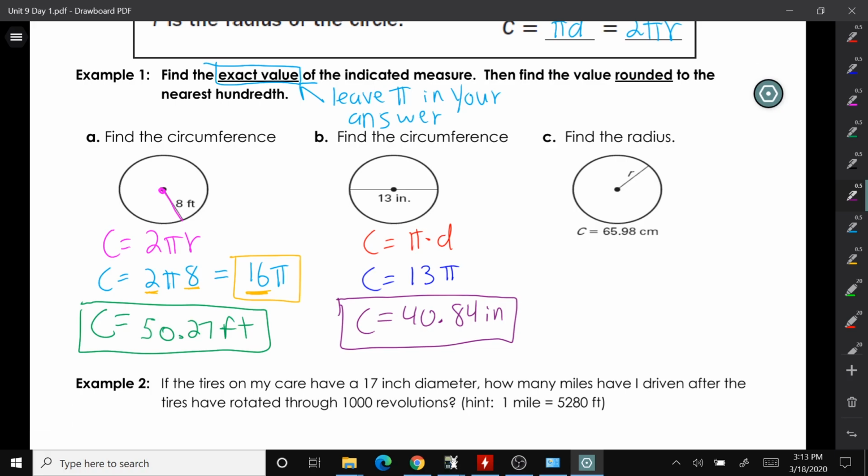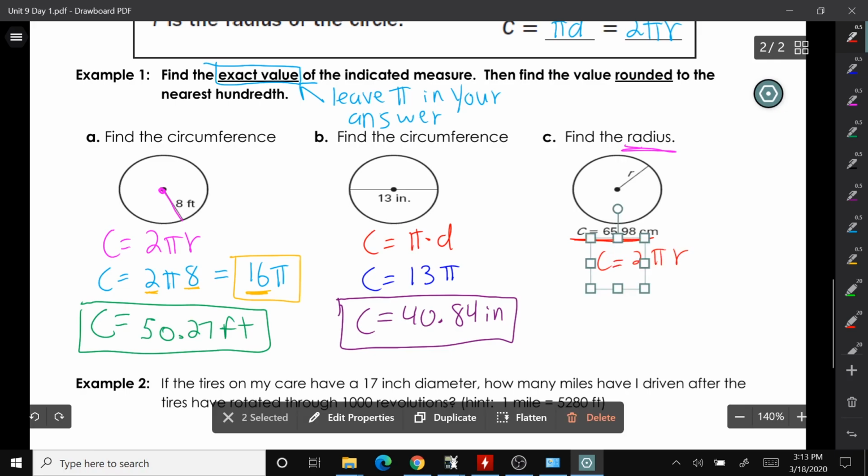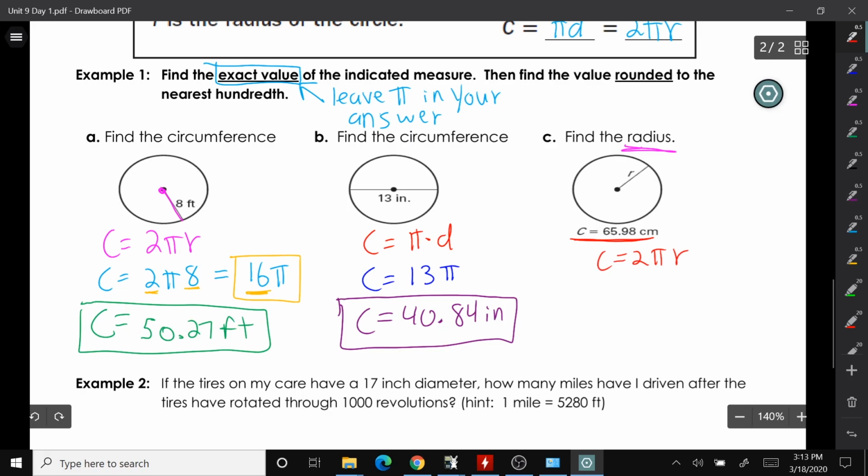All right, then example C is a little bit more complicated because we're asked to find the radius, but we're given the circumference. Okay, well remember that the circumference is 2 pi times the radius. Well, if we know that the circumference is 65.98, we can plug that in for the circumference here. So 65.98 equals 2 pi r.